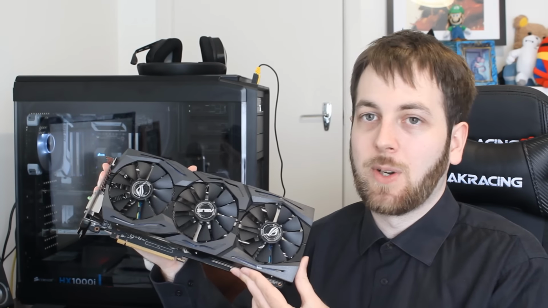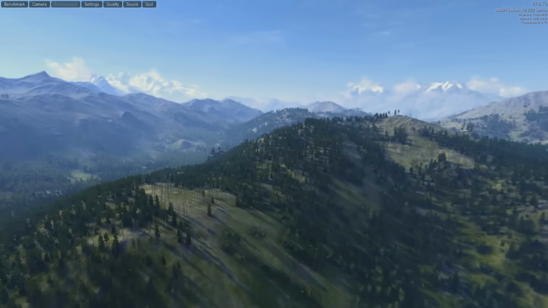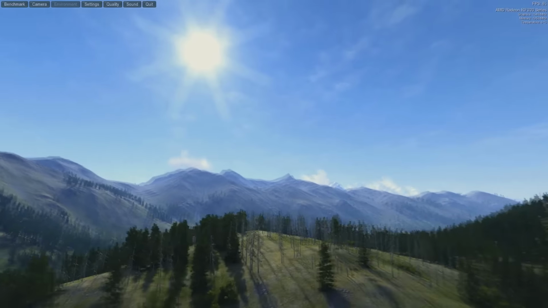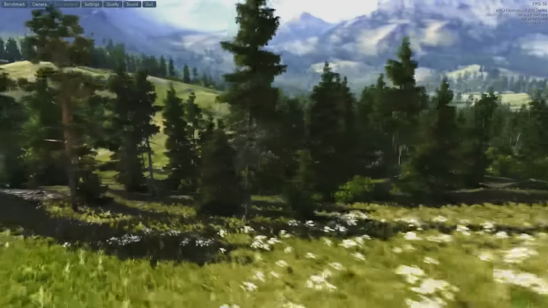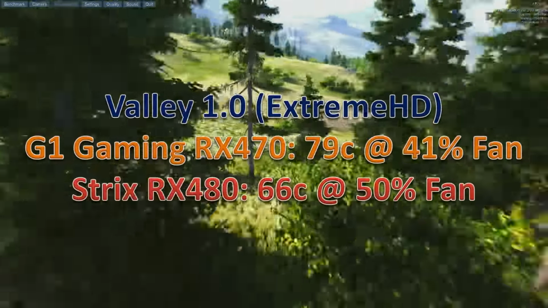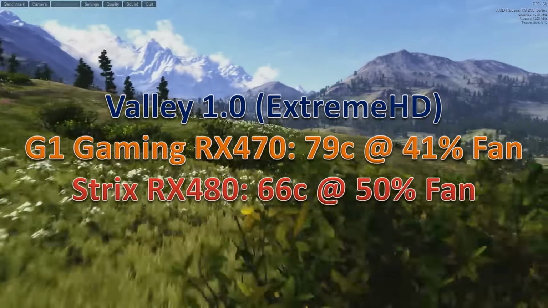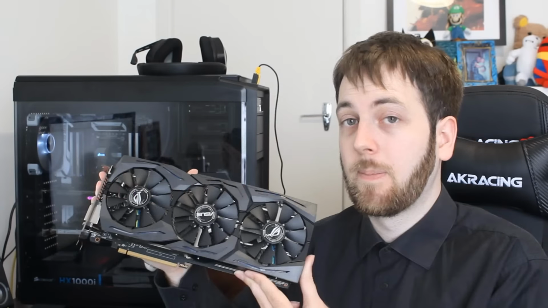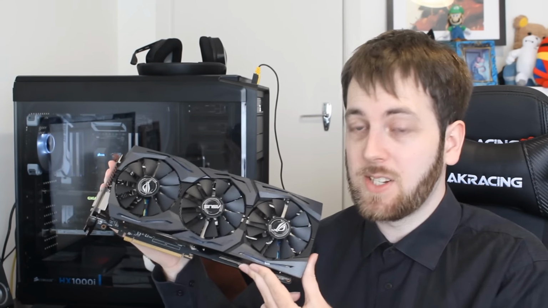So for this, I did my Unigine Valley benchmark on the Extreme HD preset. The G1 Gaming RX470 went up to 79 degrees Celsius, and that was at 41% fan speed. The Strix RX480, on the other hand, went to 66 degrees Celsius, so vastly less, and at 50% fan speed, so a bit of a higher fan speed there. So that's quite interesting. Obviously, you can see this Strix cooler doing an amazing job, especially when you compare it to the little G1 Gaming cooler here.